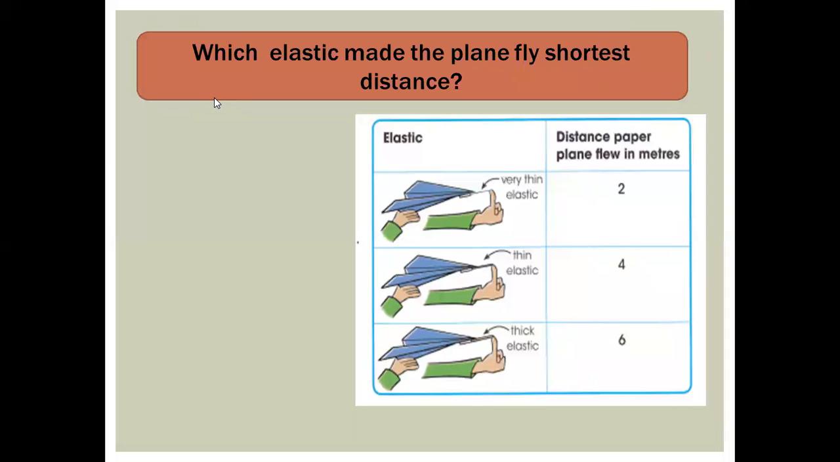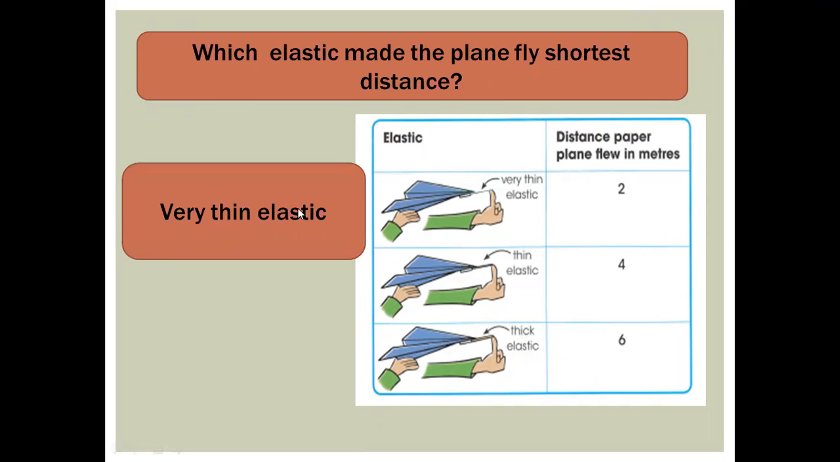The question is, which elastic made the plane fly the shortest distance? You can see here 2 meters, 4 meters, and 6 meters. So very thin elastic made the plane fly the shortest distance. You will write, very thin elastic made the plane fly the shortest distance, right in front of question number 2.